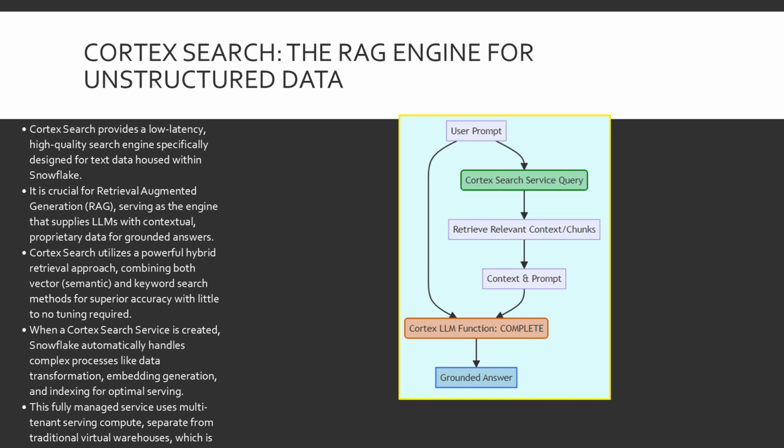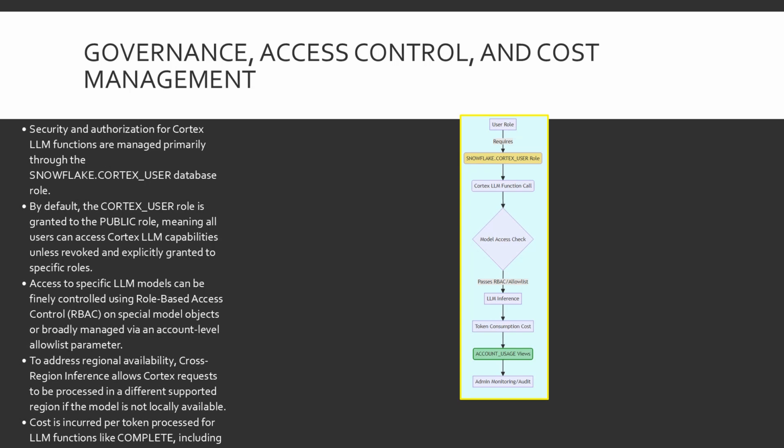Governance is paramount in Snowflake, and security for Cortex LLM functions begins with the Snowflake.cortex_user database role. This role grants the essential privileges required to call the Cortex AI functions. By default configuration, the Cortex_user role is automatically included in the public role. This means that, out of the box, all users in your account have access to Cortex LLM capabilities, providing frictionless adoption. However, administrators can revoke this public access and grant the role explicitly to specific roles for tighter control.